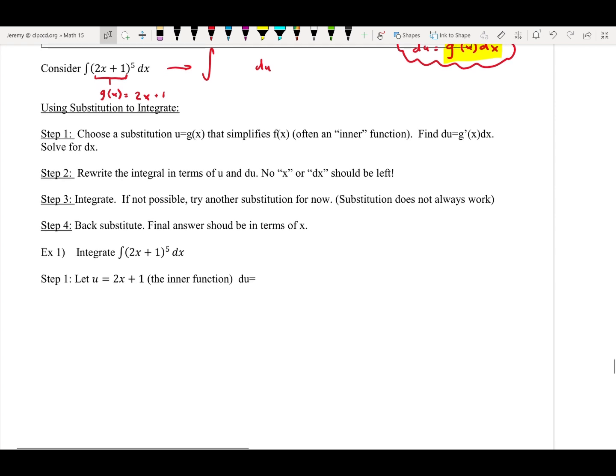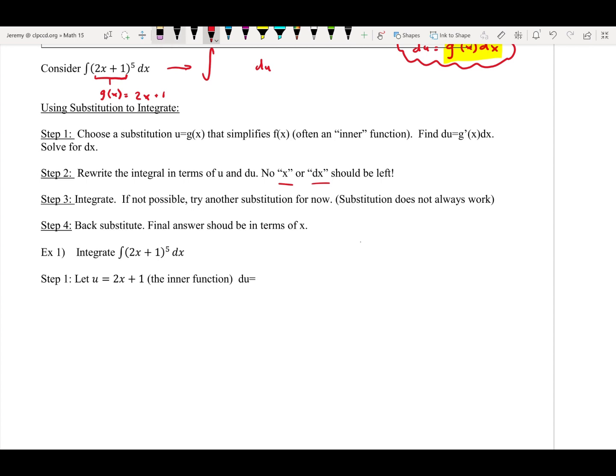Then we want to rewrite the integral in terms of u and du. There should be no x's and no dx's left in the problem. Then we integrate with respect to u. If it isn't possible, sometimes we have to try a different substitution, so there might be some trial and error here. Once we're able to deal with the problem in terms of u, we back substitute and get it back in terms of x.